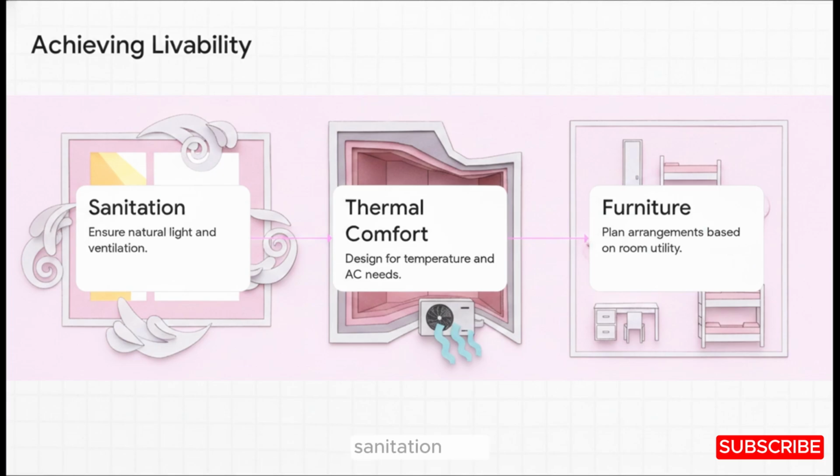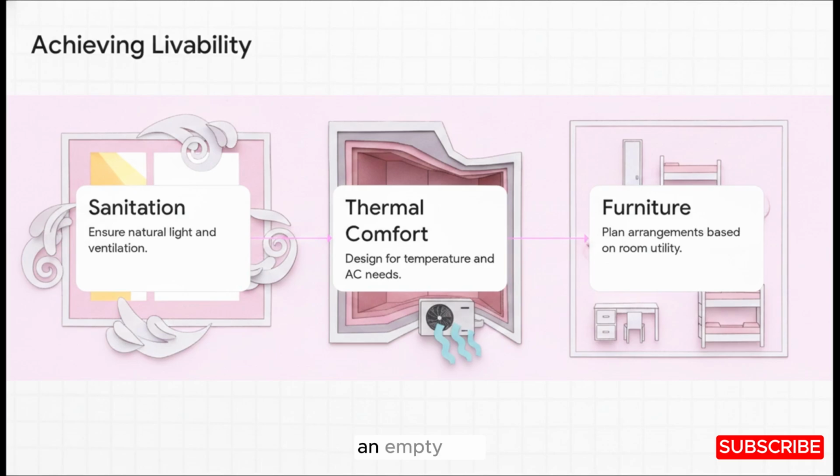Step 1. Sanitation. Now, in architectural planning, sanitation doesn't just mean plumbing and pipes, it critically includes providing natural light and good ventilation. Both of those are completely essential for general cleaning and maintaining a healthy environment. Step 2 is designing for thermal comfort. This means thinking deeply about the thickness of the walls, the actual fabric of the building, and the air conditioning needs. Step 3 is highly practical, planning specific furniture arrangements based entirely on the room's utility.